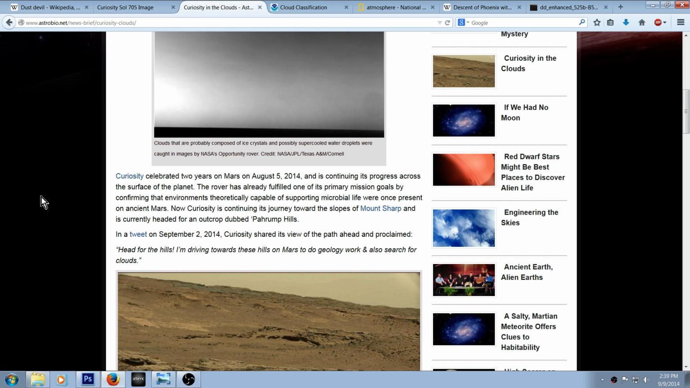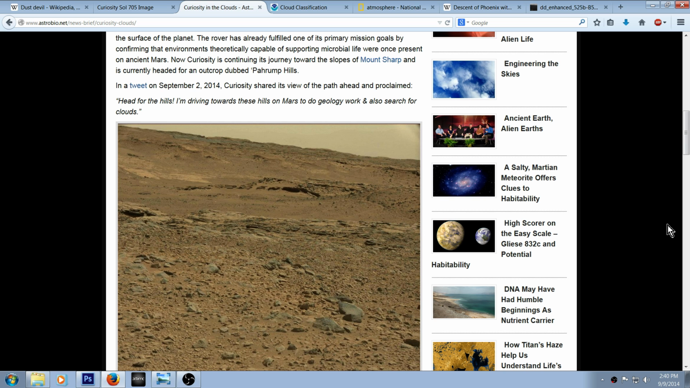In a tweet on September 2nd, 2014, Curiosity showed its view of the path ahead and proclaimed, "Head for the hills. I'm driving towards these hills on Mars to do geological work, and also search for clouds." You mean to tell me that thing, as soon as they landed on the planet, they decided to just have that camera take a look around?